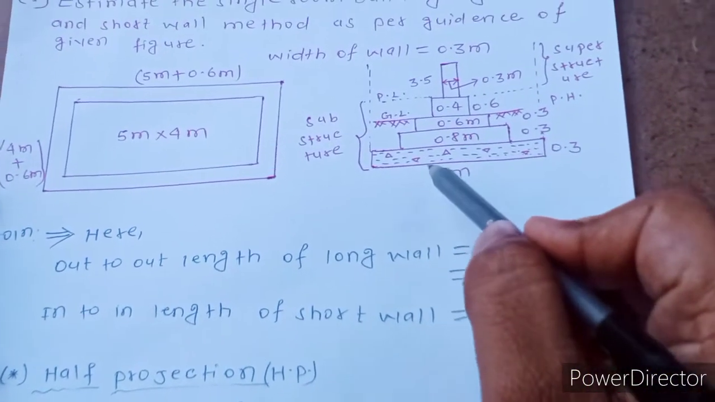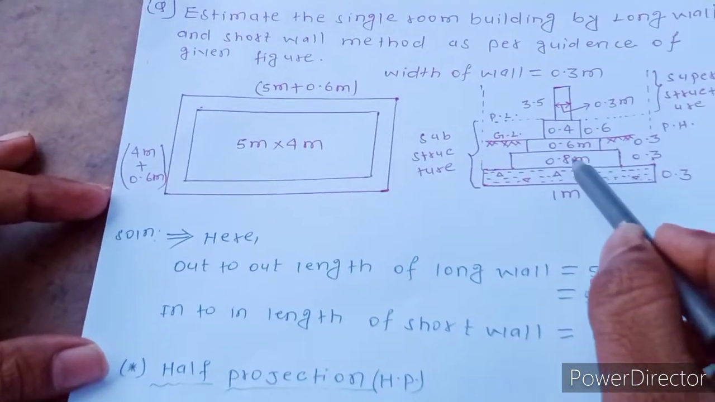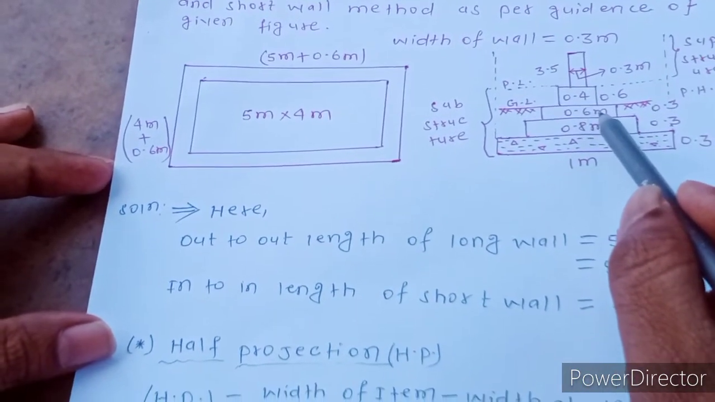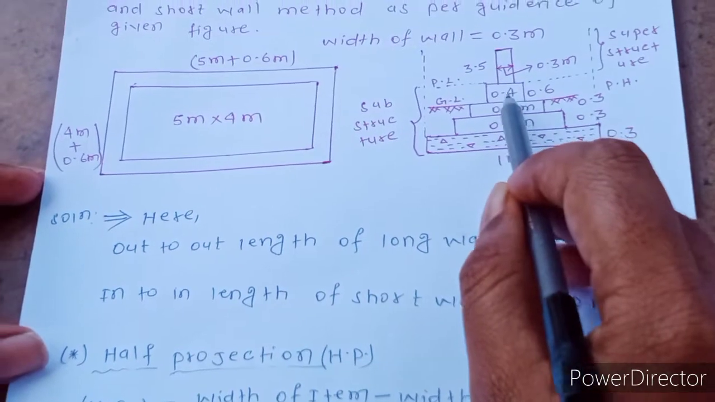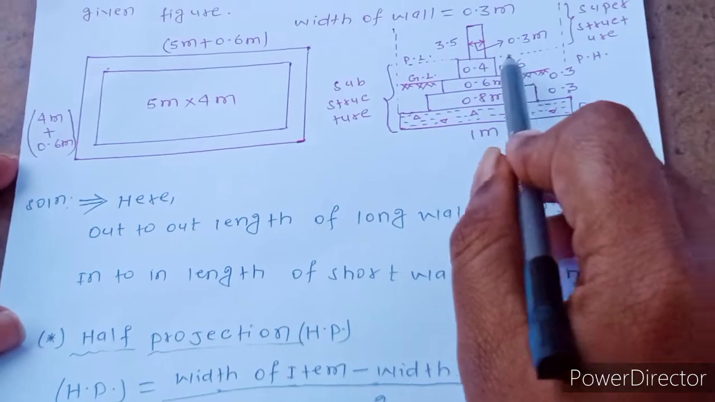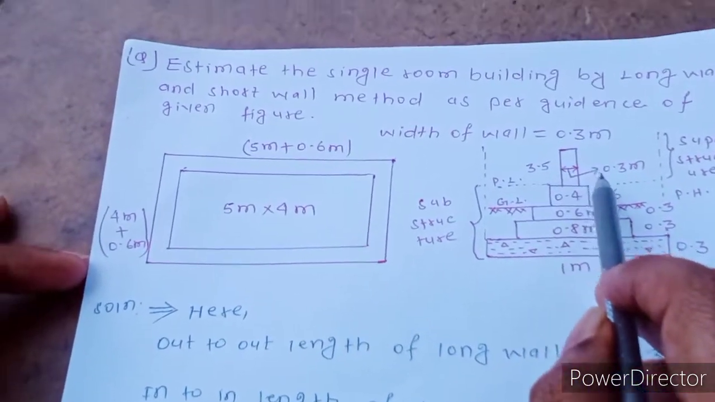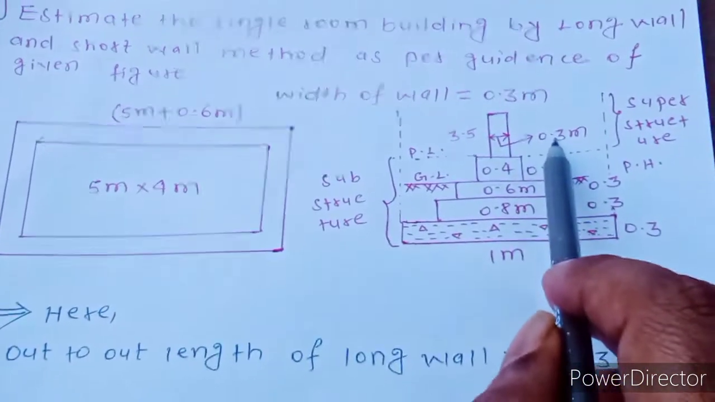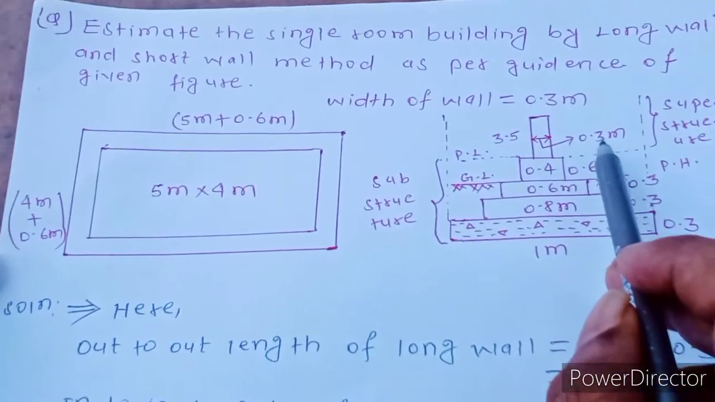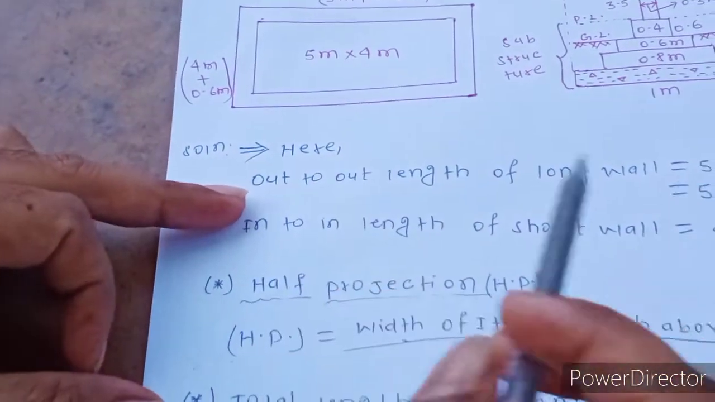Now the width of plain cement concrete is 1 meter, height is 0.3 meter. First footing width is 0.8 meter, height 0.3 meter. Second footing width is 0.6 meter, height is 0.3 meter. Plinth level width is 0.4 meter and height is 0.6 meter. For the wall, the width or breadth is 0.3 meter and height is 3.5 meter.